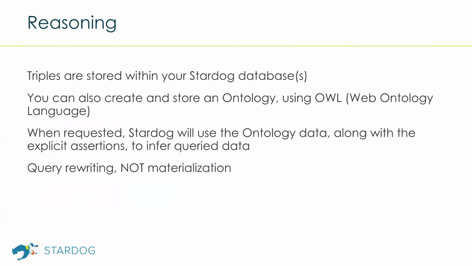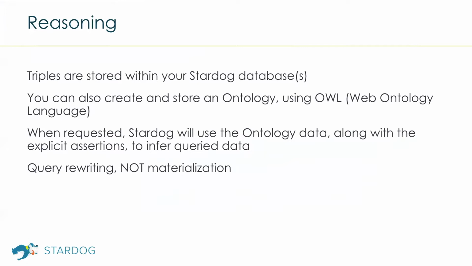So what reasoning does is it takes the triples that are stored in your Stardog databases along with an ontology, which we'll talk about a little bit later. And I think actually one of the days we have set up specifically for a data modeling presentation. Essentially your ontology is a set of rules that apply to your data. And when you request reasoning, Stardog will take that ontology data along with the data that's in your database already and make inferences off of it.